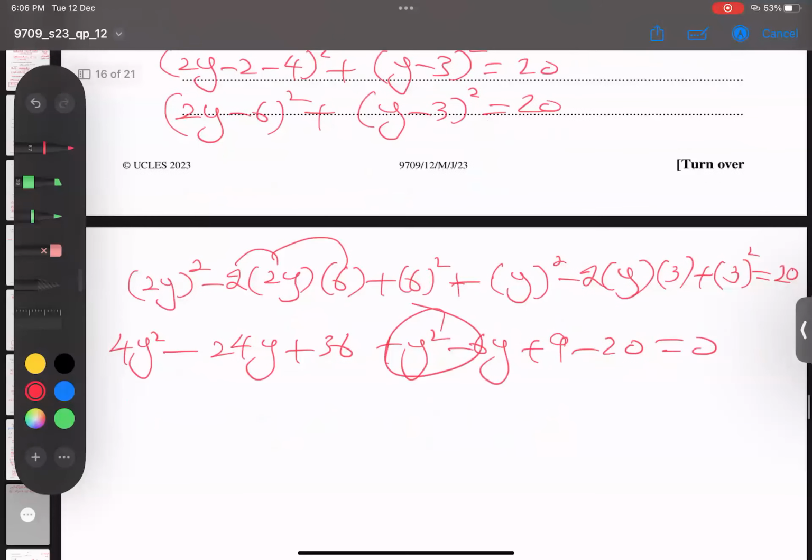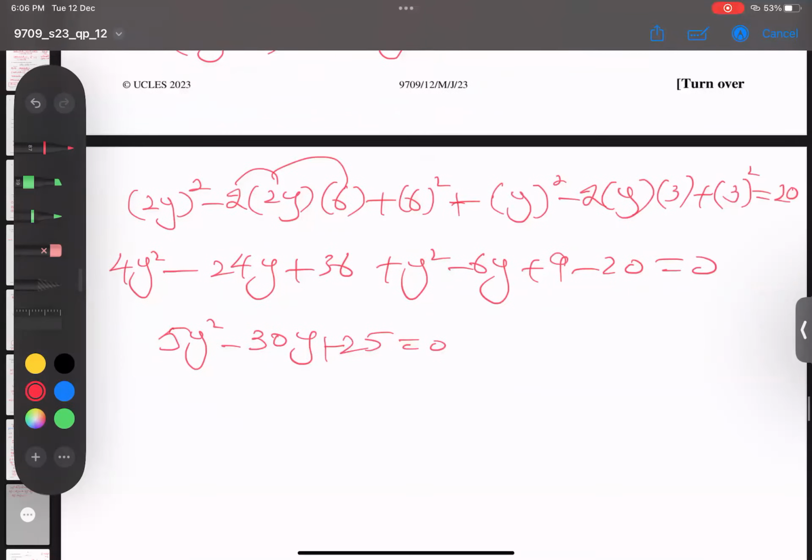Okay, students, this and this together, I get 5y square. And this I get minus 30y. And this, let me check in the calculator, 36 plus 9 minus 20, and I get positive 25. So 5y square minus 30y plus 25 equals 0. Divide by 5 to make the question easier.